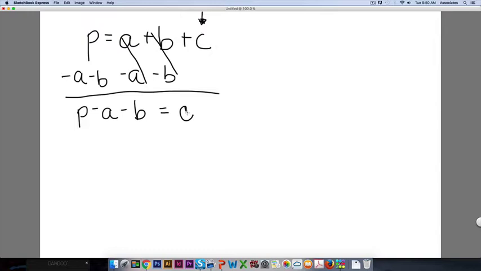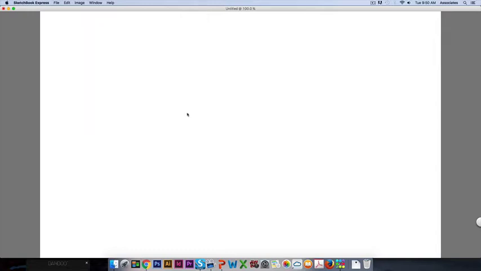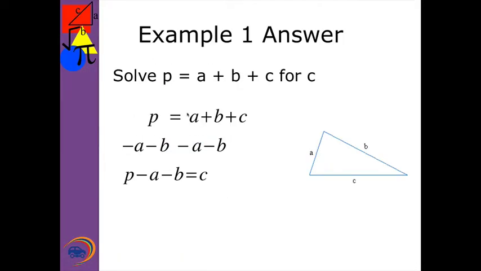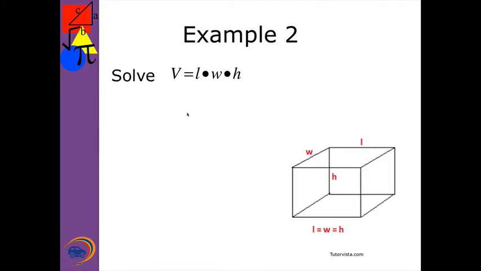So in some ways, solving literal equations is much easier than solving regular because you usually don't have to do any arithmetic. All right. Time to check. Let's go back to our PowerPoint and see if I did it correctly. I did. Exactly right. So here's example number 2.